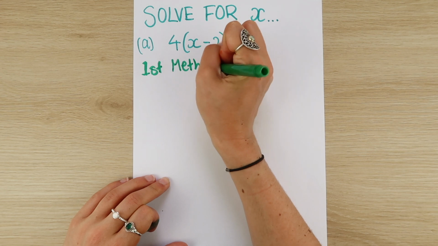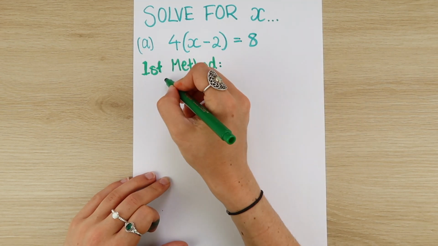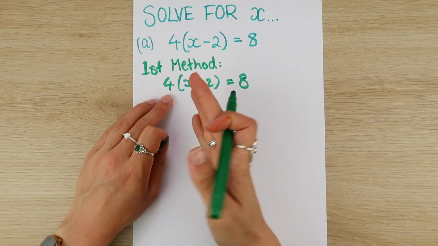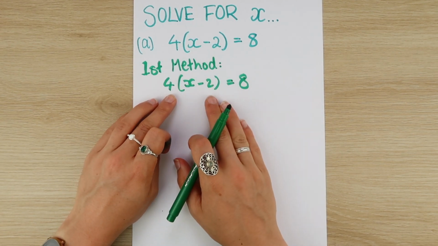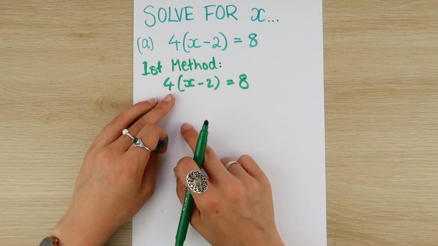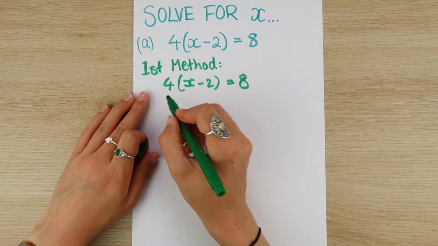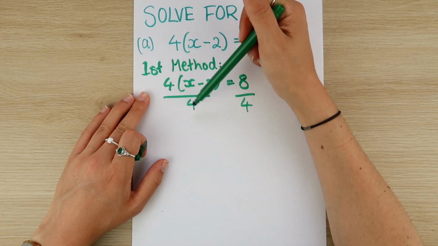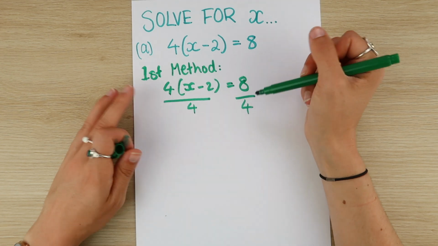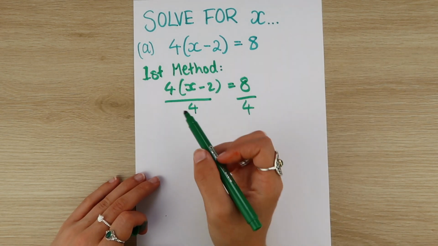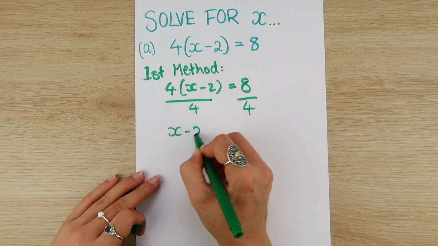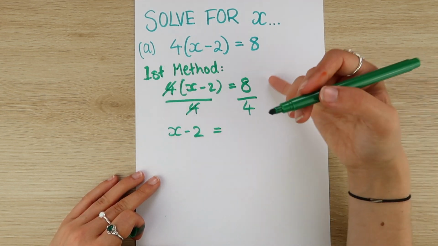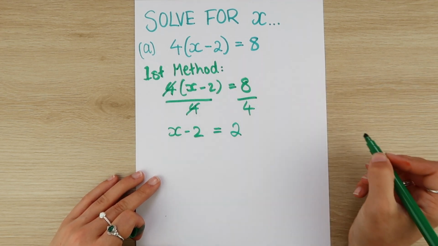First method. Now in our first method, because the 4 is multiplied by x minus 2 in the brackets, I can actually divide my whole left side by 4. So I'm going to divide by 4, divide by 4. Now this is an easy way to do it, especially because the 8 can divide by 4 evenly. So this now gives me x minus 2 is equal to, so those two cancel out, 8 over 4, which is equivalent to 2.